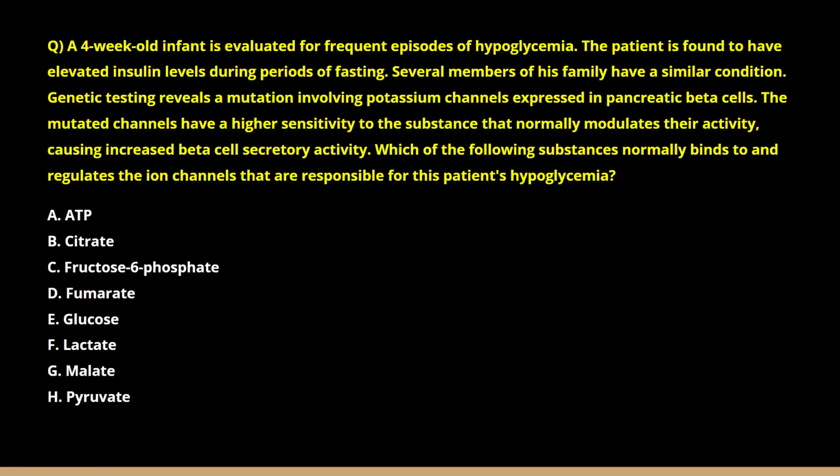Next question. A 4-week-old infant is evaluated for frequent episodes of hypoglycemia. The patient is found to have elevated insulin levels during periods of fasting. Several members of the family had a similar condition. Genetic testing reveals a mutation involving potassium channels expressed in pancreatic beta cells. The mutated channels have a higher sensitivity to the substance that normally modulates their activity, causing increased beta cell secretory activity. Which of the following substances normally binds to and regulates the ion channels that are responsible for this patient's hypoglycemia? I'll give 20 seconds because there's just the answers. You don't have to think too much about it.